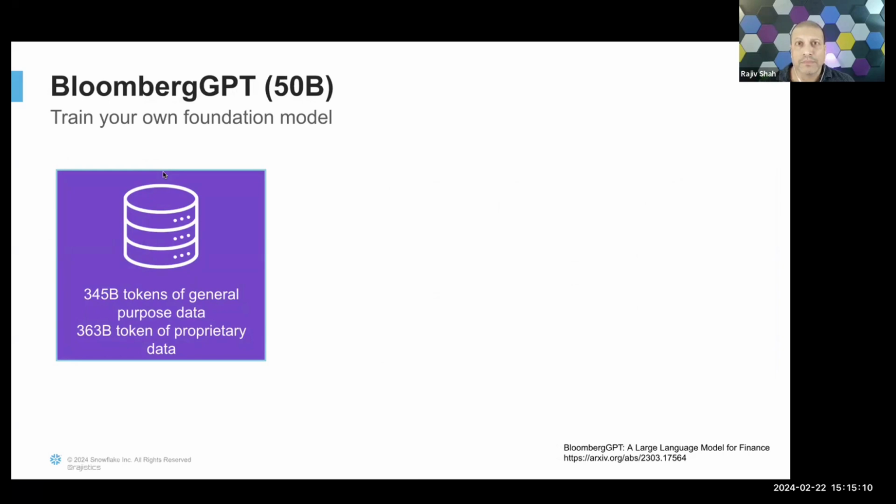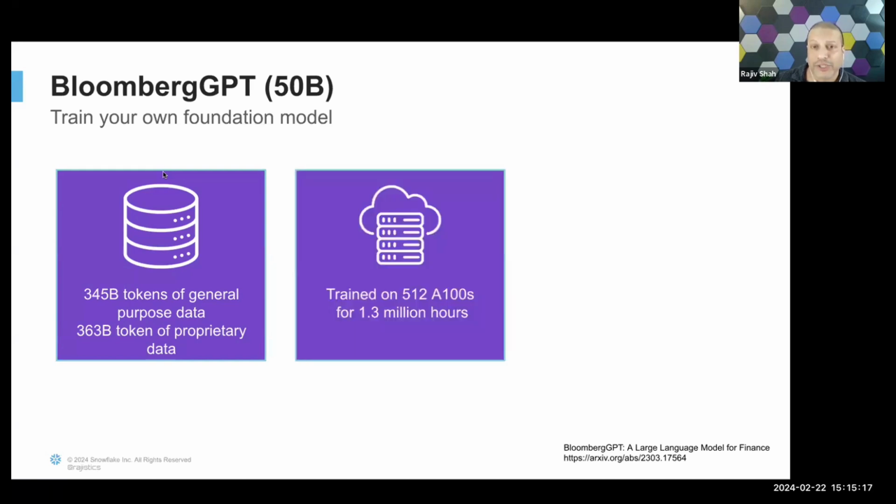Now, doing this takes technical resources. And Bloomberg was great because they shared exactly what they had to do to train this. They had to use 512 A100s. If you're not familiar with GPUs, A100s are a type of GPU. You can think of them as selling for something on the order of $10,000 to $15,000. You can rent them for like $1 or $2 an hour. So you can see there's a substantial amount of money that Bloomberg spent on training this model.